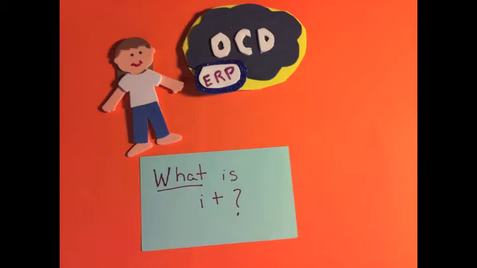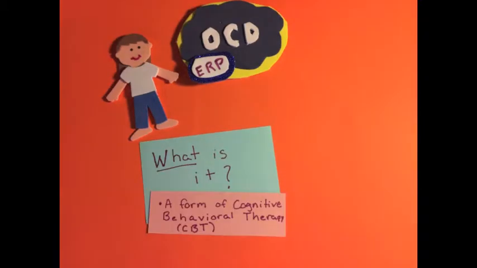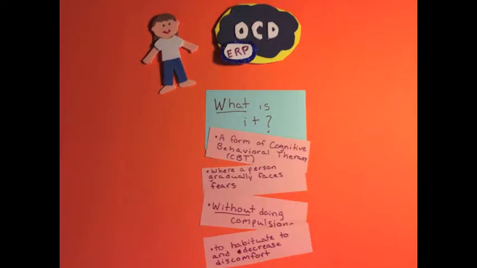Okay, time for a quick review. What is exposure and response prevention? As I discussed in my last video, exposure and response prevention is a specific form of cognitive behavioral therapy in which a person gradually faces their fears without doing compulsions or rituals, and the purpose of this is to habituate or get used to situations that cause discomfort.